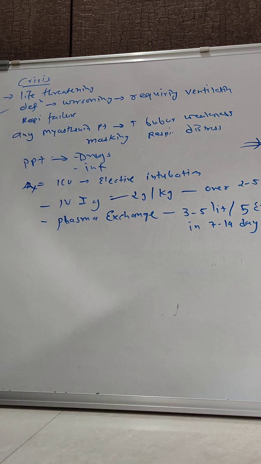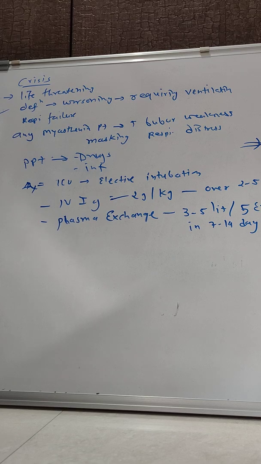Usual precipitating factors are drugs, as we have said: fluoroquinolones, macrolides, aminoglycosides. These are the common offending drugs that precipitate myasthenia, leading to myasthenic crisis. Any infection can also precipitate myasthenic crisis in patients.